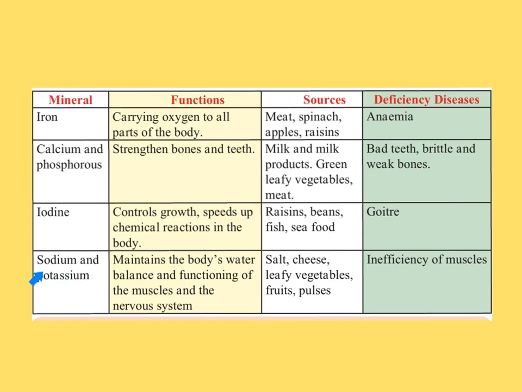Now, let us see what deficiency diseases are caused if we do not take sodium and potassium in enough quantities. Sodium and potassium help to maintain the body's water balance and functioning of the muscles and nervous system. So if we are not going to have these in enough quantity, then the deficiency disease that will be caused is inefficiency of muscles. मतलब हमारे जो muscles हैं वो बराबर से काम नहीं कर पाएंगे.